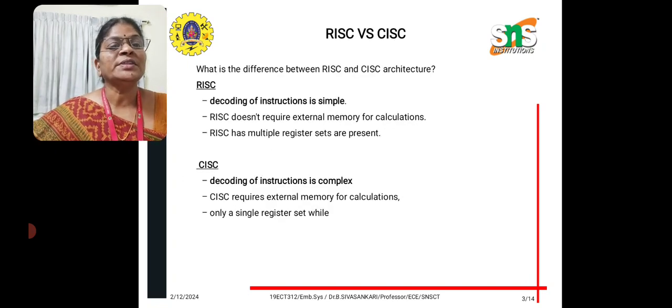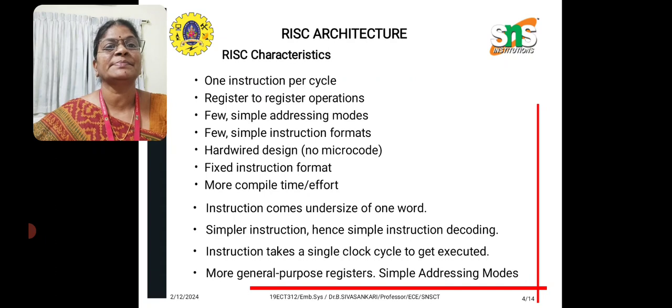So the difference between RISC and CISC architecture is that the decoding of instructions is very simple in RISC, whereas in CISC it is too complex. RISC doesn't require any external memory for calculations, whereas CISC requires some external memory for calculations. In RISC, multiple register sets are present, whereas in CISC only a single register is present.